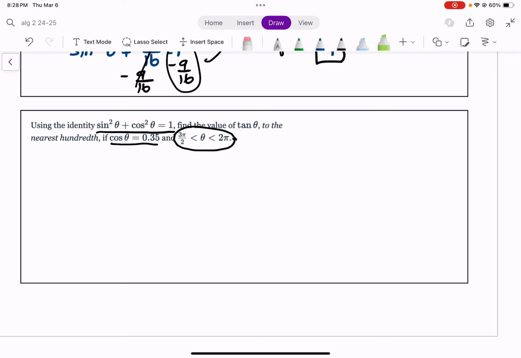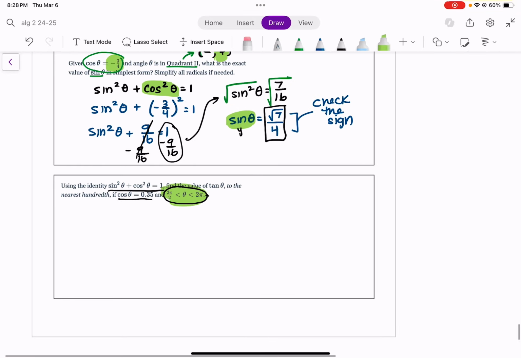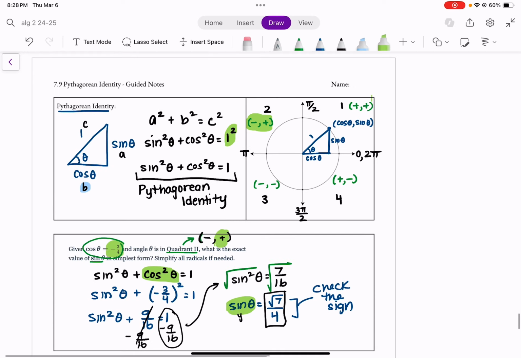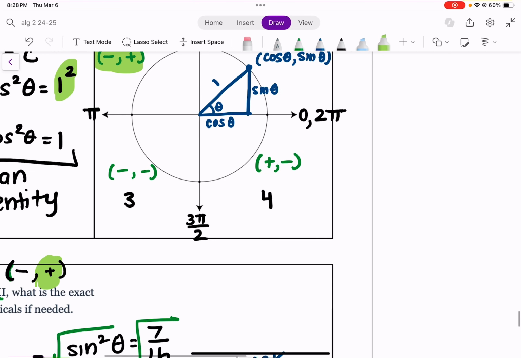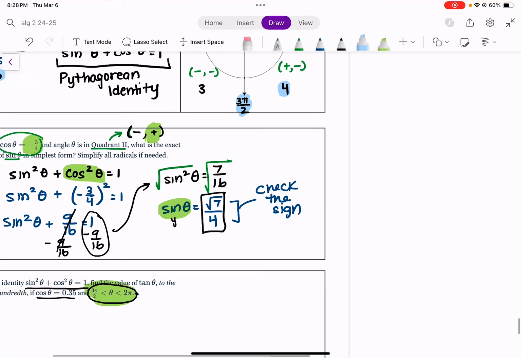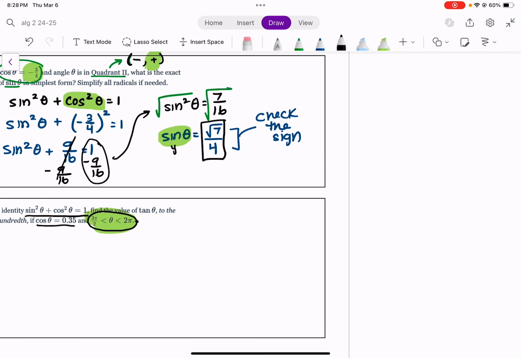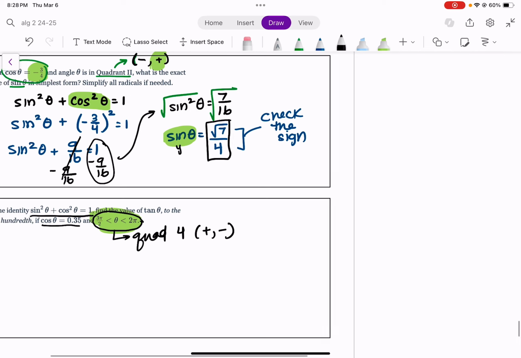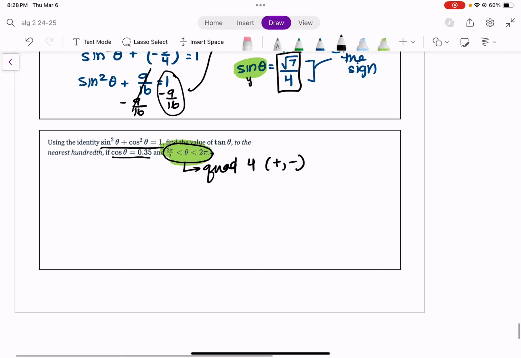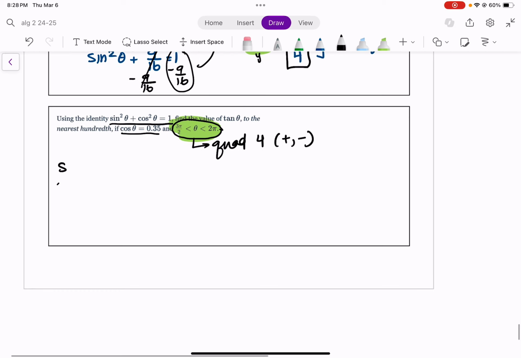So we've got to first deduce, we've got to figure out what quadrant this is. So if I look back up, it's saying the rotation is between 3 pi over 2 and 2 pi. So what quadrant is that? This is quadrant 4. So I'm going to write that. So this means it's in quadrant 4, and in quadrant 4, the x is positive and the y is negative, okay?